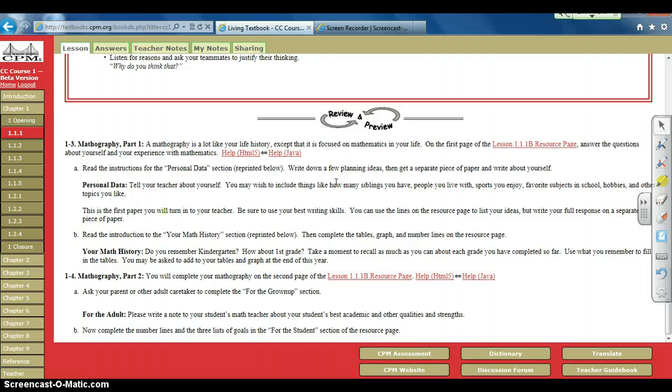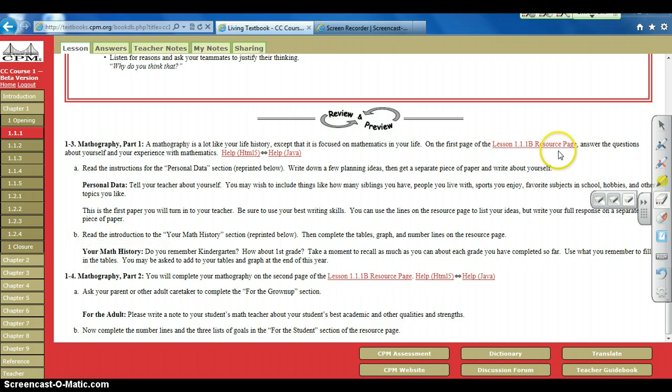Okay? There's two parts to this homework assignment. Part 1 and Part 2 are both a mathography. Part 1, you're going to provide some personal data. As you can see, it says that right here, some personal data, and your math history. You do have a resource page that is going to help you with this.